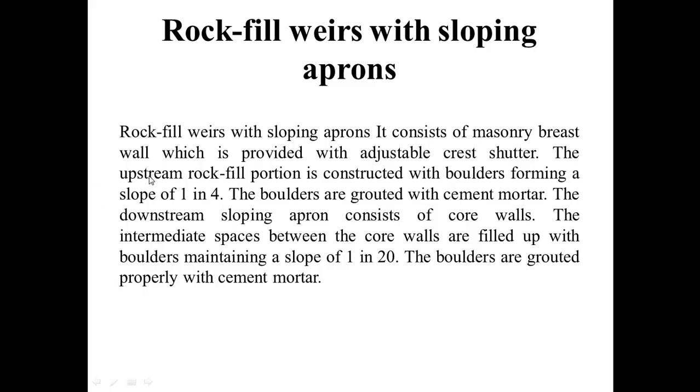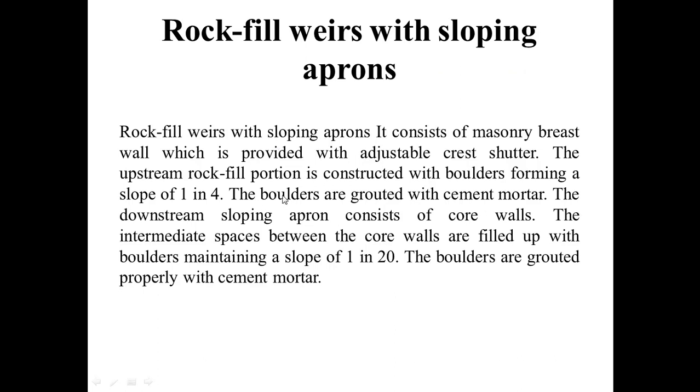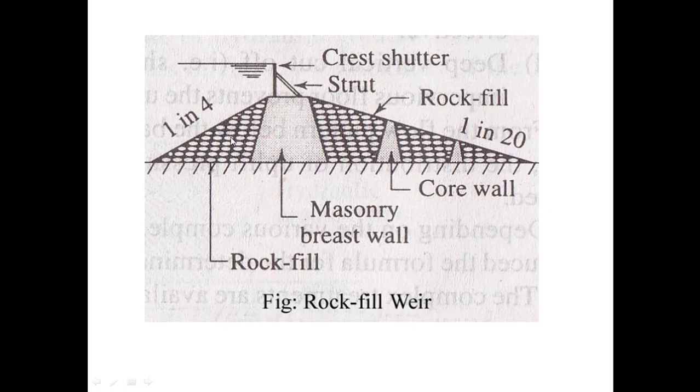The upstream rockfill portion is constructed with boulders forming a slope of 1:4. On the upstream side, this construction is done with boulders or rockfill material, and the slope provided is 1:4. The boulders are grouted with cement mortar, so they pack with each other. And this 1:4 slope means 1 vertical and 4 horizontal.